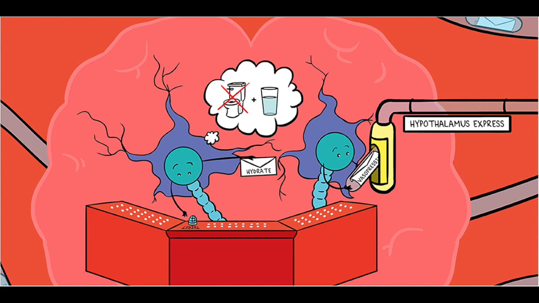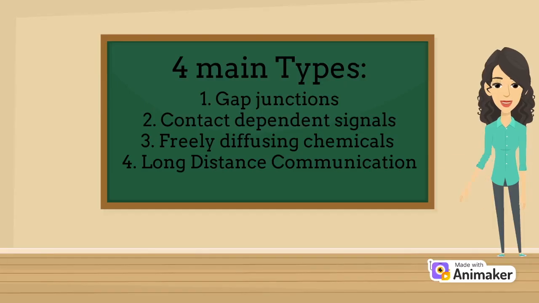Now, there are different types of signals, but what we will focus on today is how these signals are sent from a cell to another. Now we're going to focus on the four main types of communication. The first is gap junctions. The second is contact-dependent signals. The third is freely diffusing chemicals. And the fourth is long-distance communication.